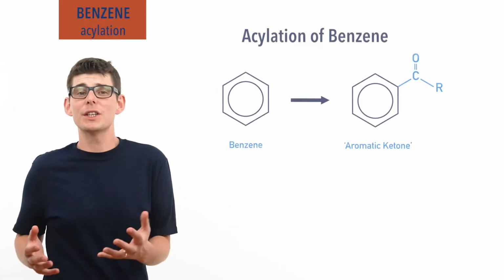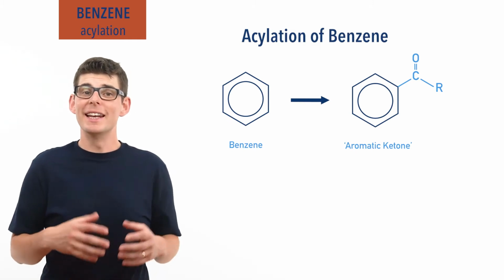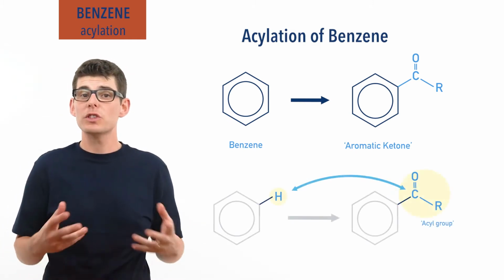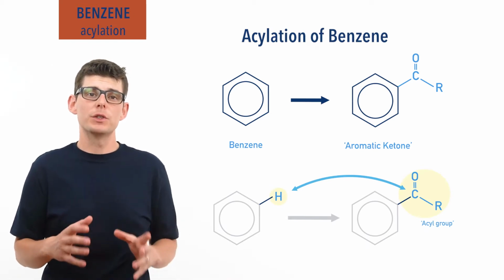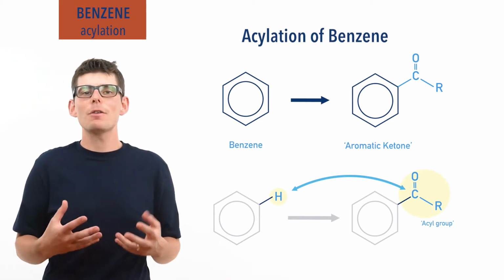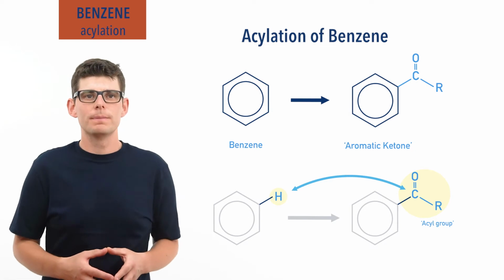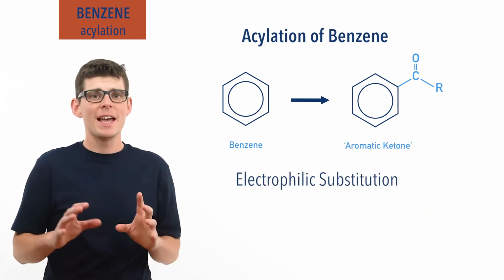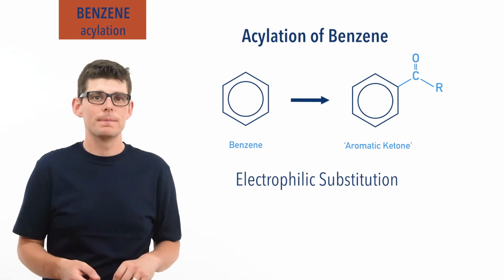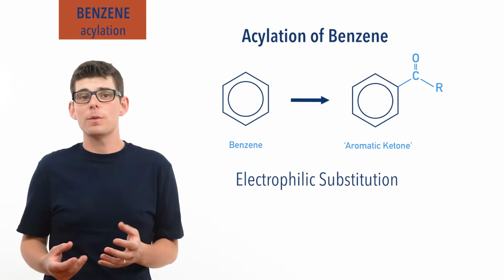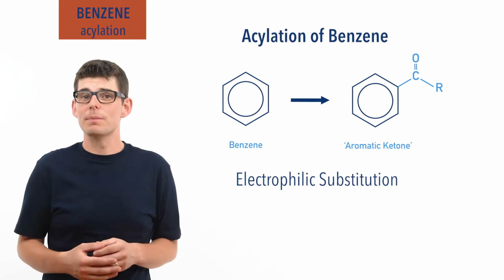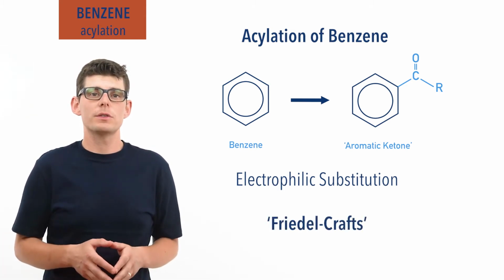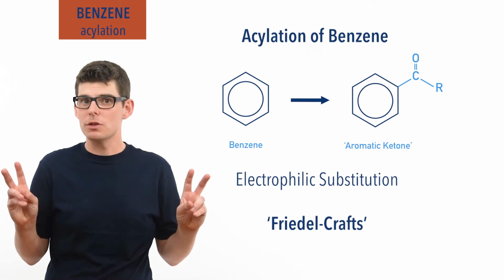When benzene undergoes an acylation reaction, an acyl group, usually from an acyl chloride molecule, is swapped or substituted for a hydrogen bonded to a carbon atom. An aromatic ketone is produced. The type of mechanism occurring is electrophilic substitution and follows a standard mechanism. This particular mechanism pathway was discovered in the 19th century by two chemists called Friedel and Crafts. As a result, it is referred to as the Friedel-Crafts acylation.